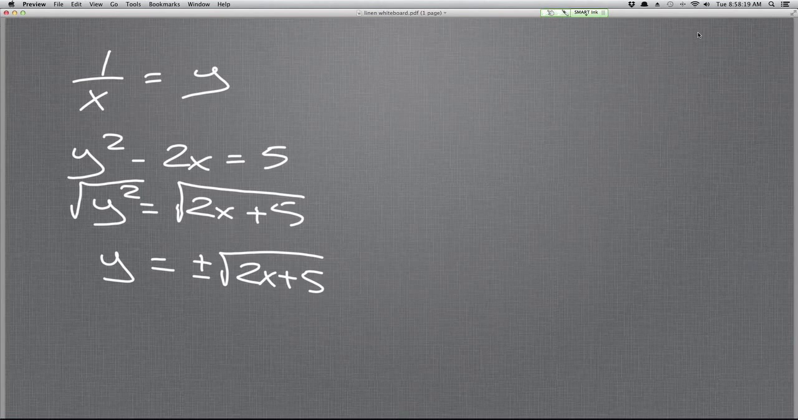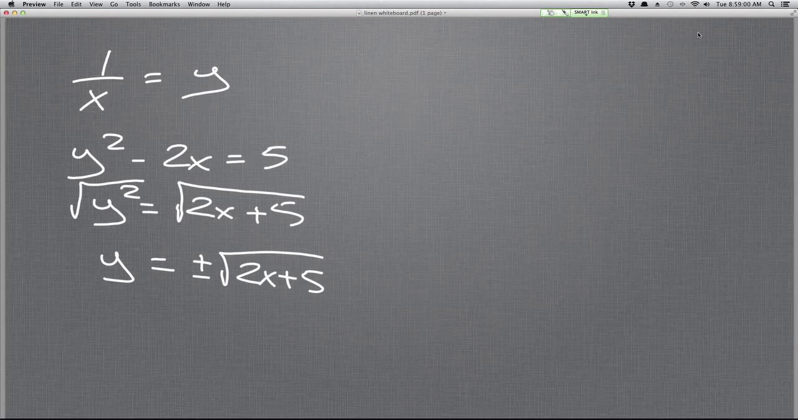And why is this not a function? For every x value I plug in, I'm going to get two y values, one positive and one negative. So that means this is not a function. So if they give me an equation, what am I going to do to determine whether or not it's a function? The first thing I want to do is get y by itself if it's not already there. And then I want to think about plugging an x value in and determining, is it going to give me one y value or is it going to give me multiple y values? That's how I'm going to determine if it's a function or not.